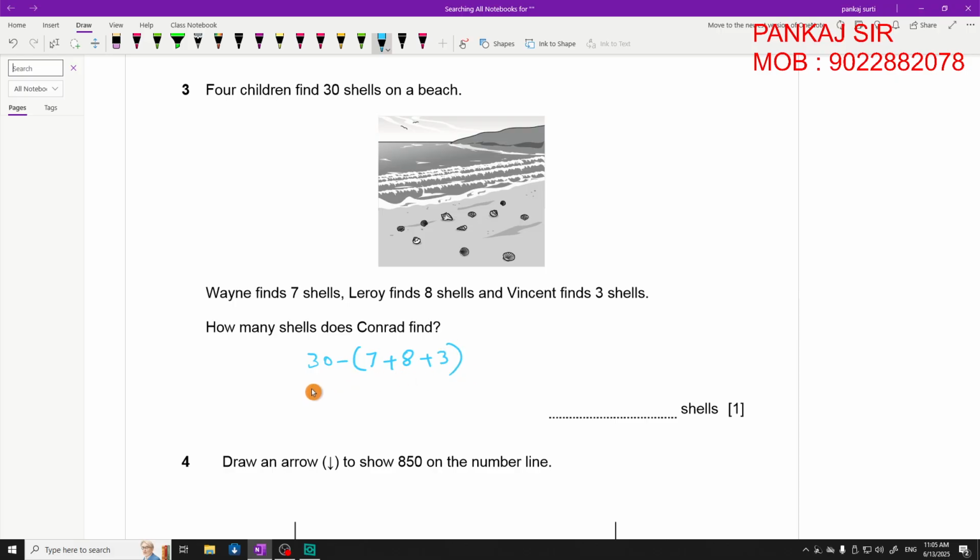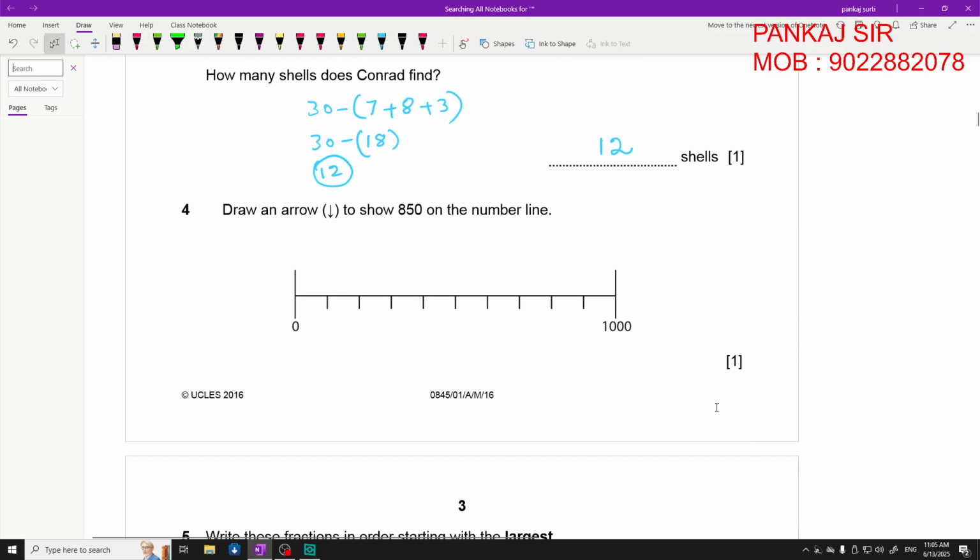This works out to 30 minus 7 plus 8 is how much? 15. 15 plus 3 is 18. So 30 minus 18. And this works out to 10 minus 8 is 2, and 2 minus 1 is 12. So your final answer has to be 12. So Conrad will have 12 shells. Okay. Next question. Question number 4.